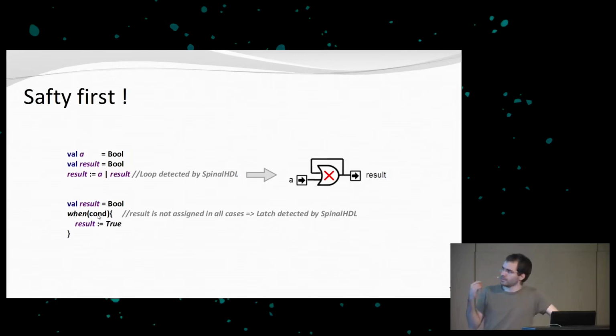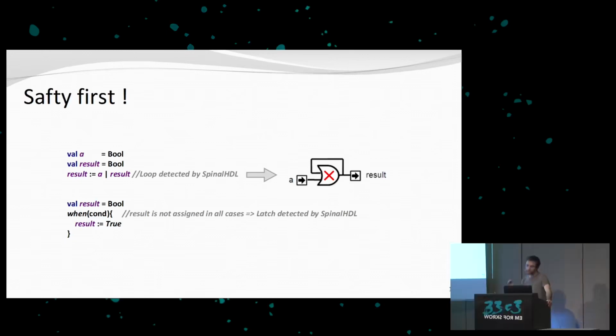Which means if SpinalHDL successfully generates the output RTL, you have much more trust in this generated RTL than in a handwritten one, because many, many things are already checked for you. There are also some checks about clock domain crossing, which are done.